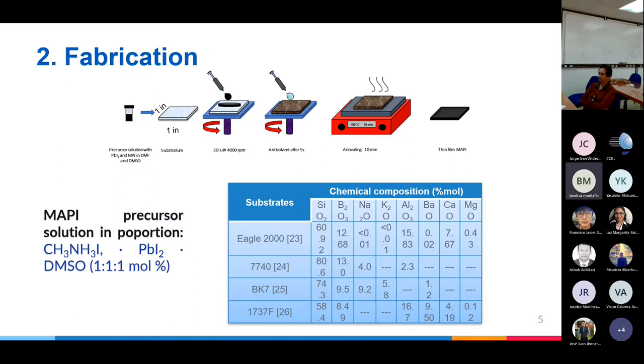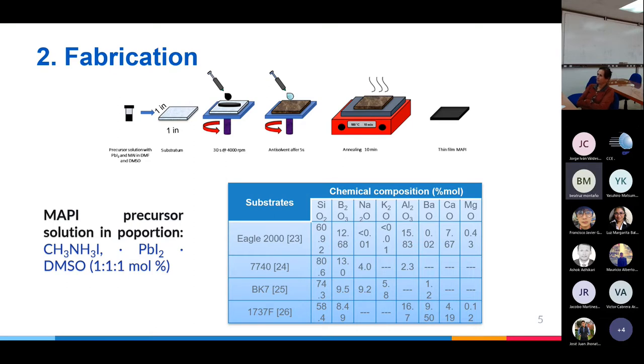The films investigated in this work were elaborated in an inert environment. The films were deposited by spin coating on glass substrates of 1 inch per side, using an equimolar mixture of high purity precursors: methylammonium iodide, lead iodide, and DMSO as solvent. By a one step process, 50 microliters of MAPI ink were spin coated on the substrate at 4000 RPM, and after 5 seconds, 200 microliters of anti-solvent chlorobenzene were dropped, followed by thermal annealing, then evaporation and rapid crystallization.